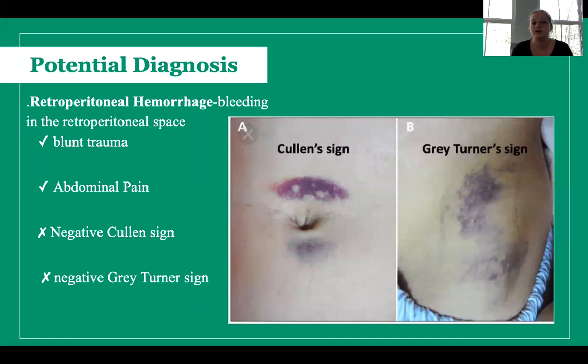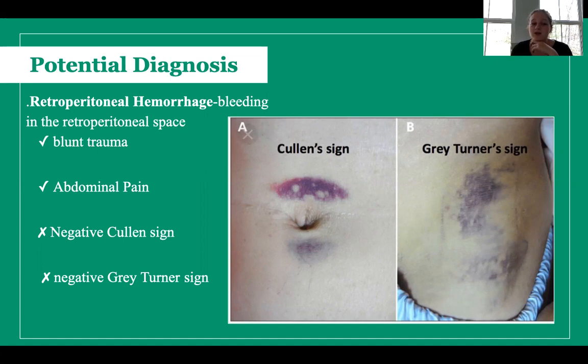So a potential diagnosis is the retroperitoneal hemorrhage. Retroperitoneal hemorrhage is bleeding in the retroperitoneal space. This can certainly be caused by blunt trauma, such as falling off a four-wheeler. A patient would experience abdominal pain if they were suffering from retroperitoneal hemorrhage.